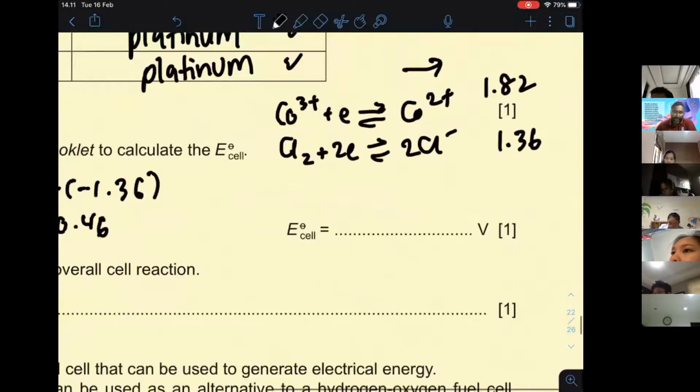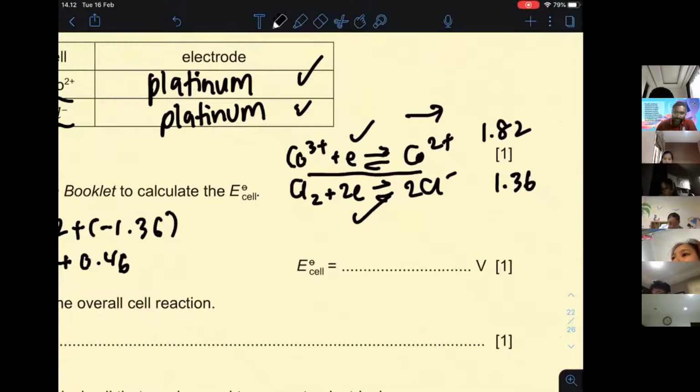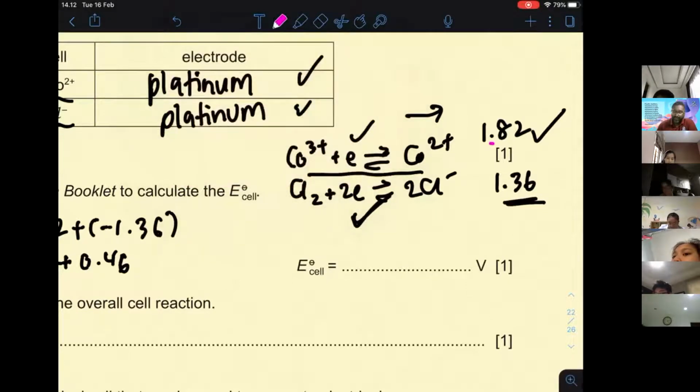This is very important. Using this, I construct the standard reduction potential. You look at your data booklet, and you look for the number. I will notice that this number is 1.82, and for this I'm going to get 1.36. So next thing that I need to do is to identify which one is bigger. I notice the first equation is bigger. It will stay in front, and this one will move to the left, because of the 1.36 and 1.82.